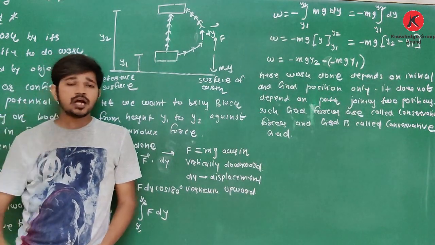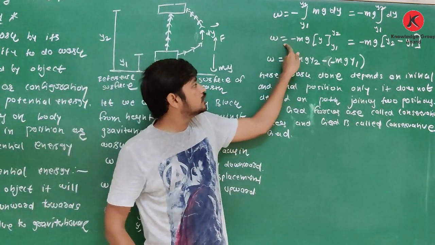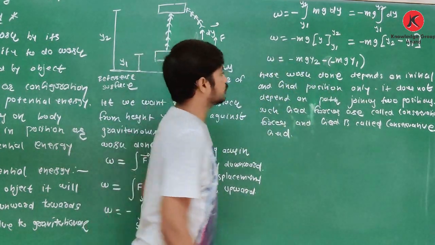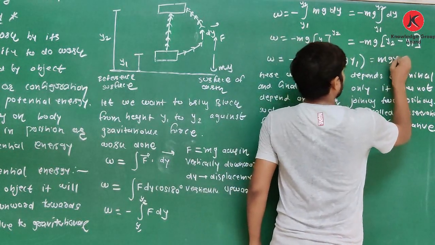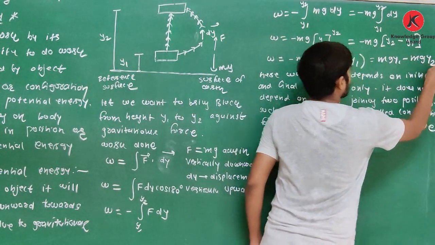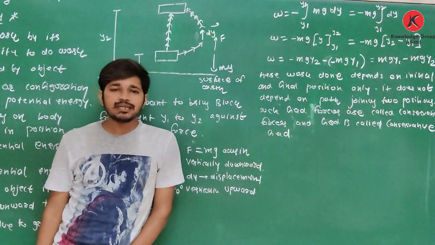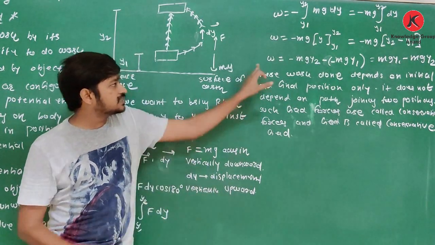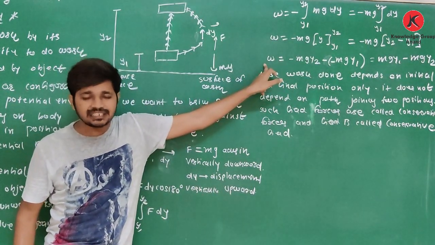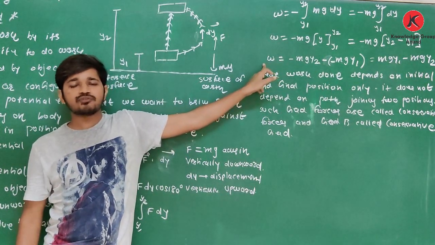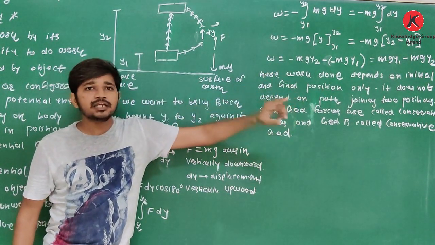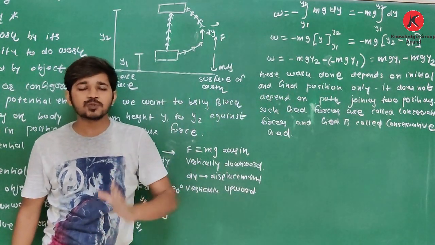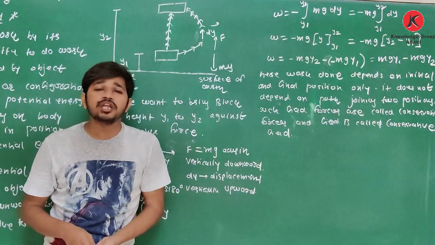Okay, any doubt? Now see here, W is equal to minus mgy2 plus mgy1. So yes, I can write it like this: it is mgy1 minus mgy2. Yes or no? On the left hand side it is work. The dimension of work, the unit of work, is joule. So the right hand side must correspond to some energy, and it is nothing but potential energy.